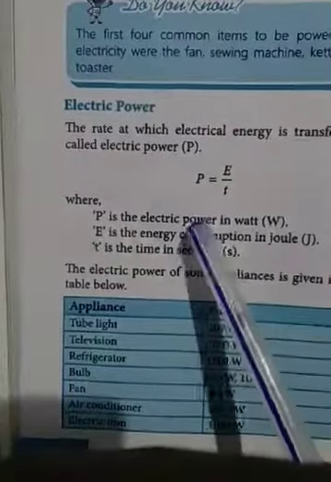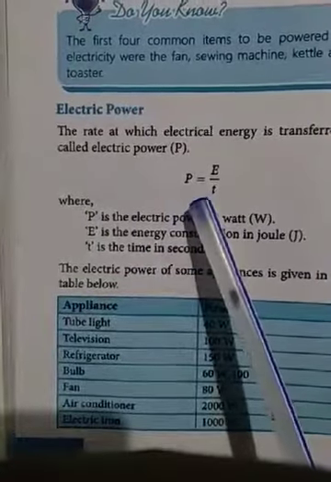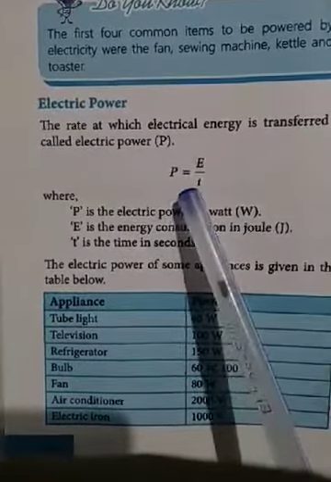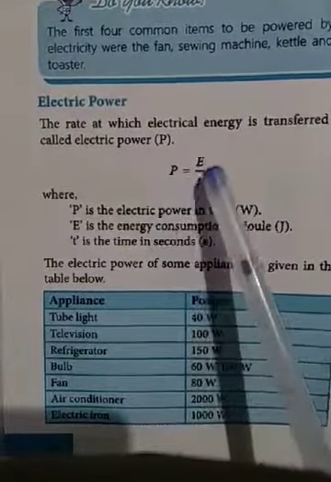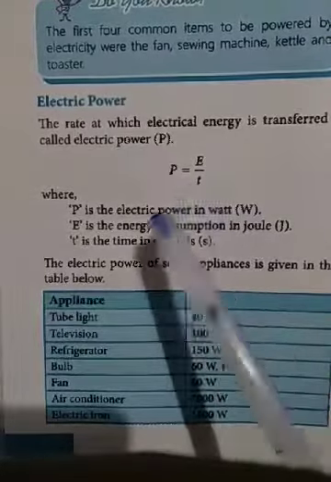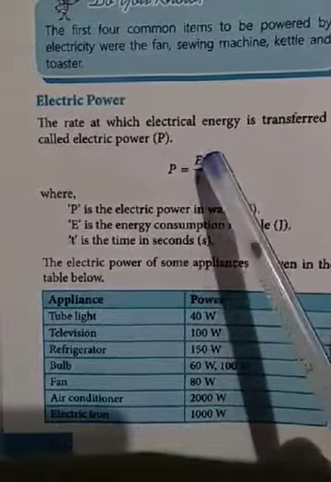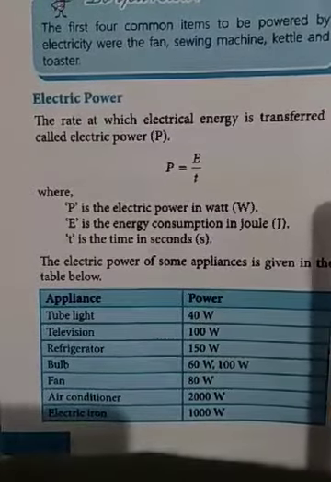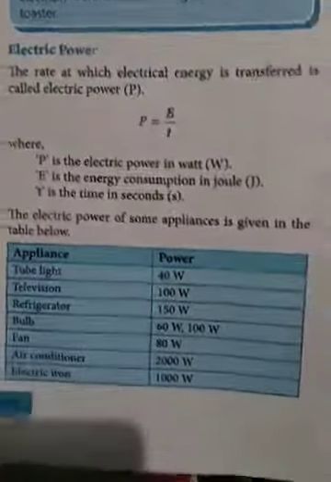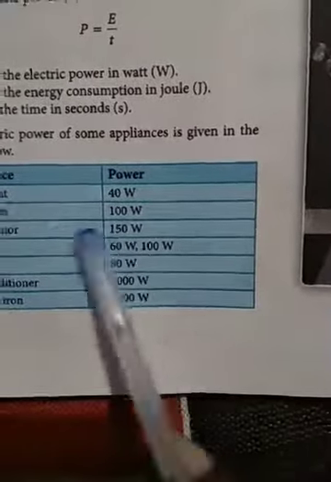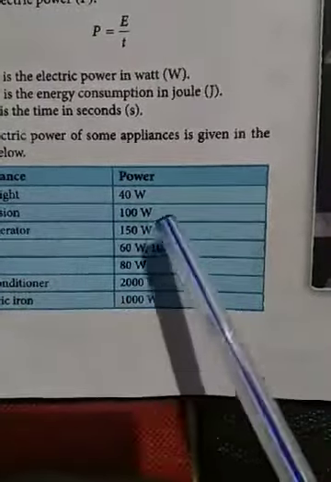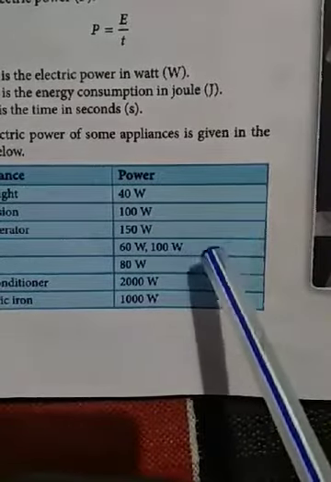Now let us discuss electric power. The rate at which electrical energy is transferred is called electrical power. Mathematically, P is equal to E by T, where P is the electric power in watt, E is the energy consumption in joule, and T is the time in second. The electrical power of some appliances is given in this table, so you learn these things.